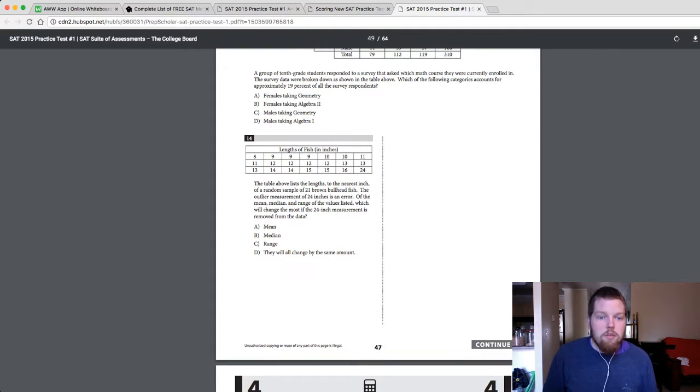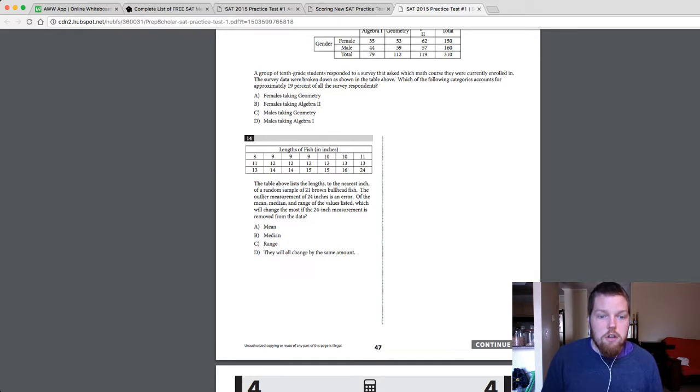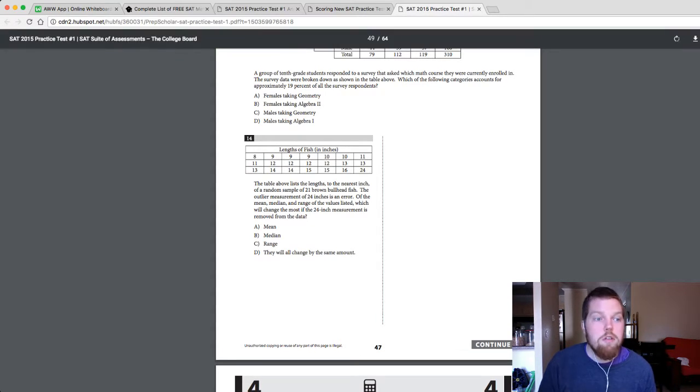So 14, the table above lists the lengths to the nearest inch of a random sample of 21 brown bullhead fish. The outlier measurement of 24 inches is an error. Of the mean, median, and range of the values listed, which will change the most if the 24-inch measurement is removed from the data? Okay. Mean, median, and range is what we're going to work with here.